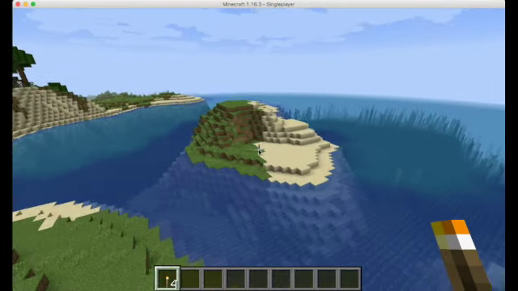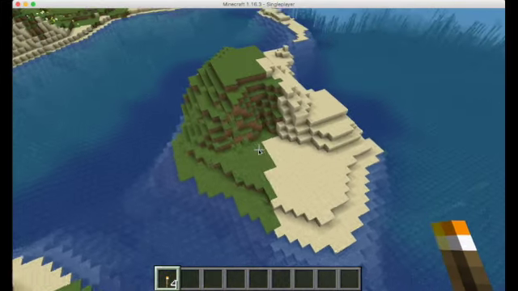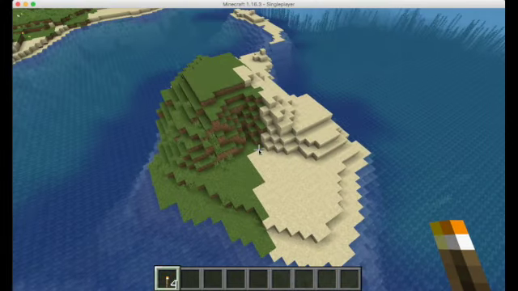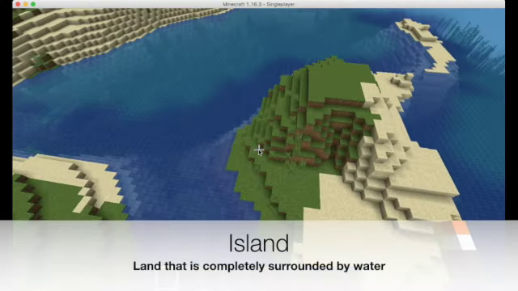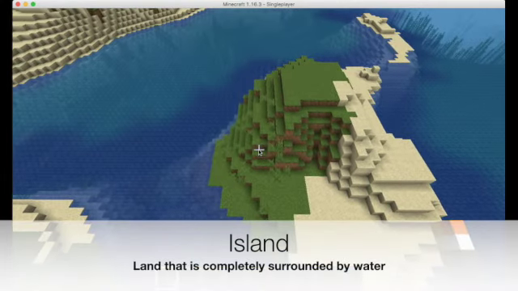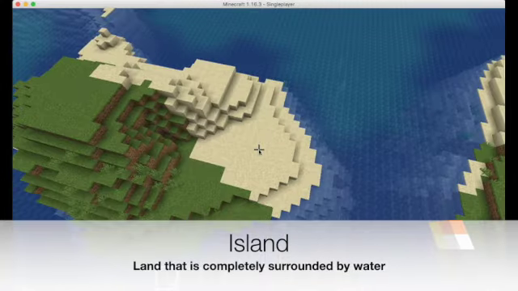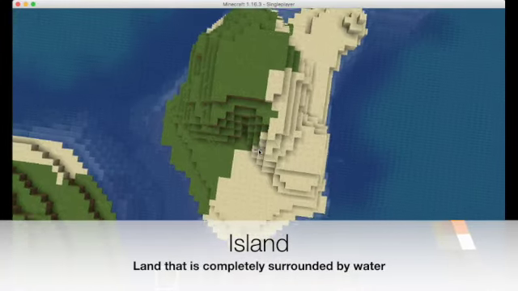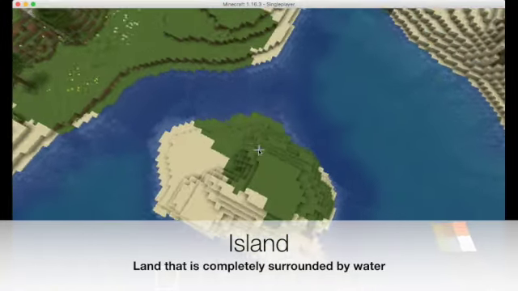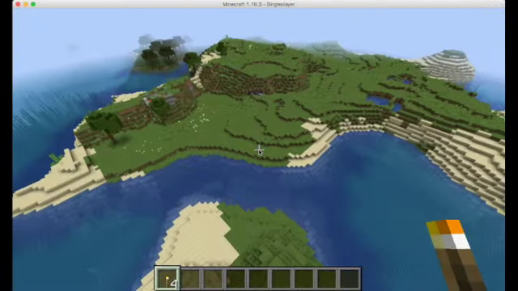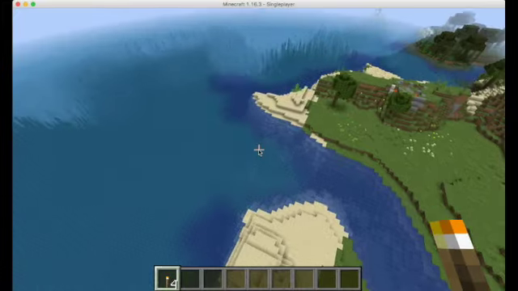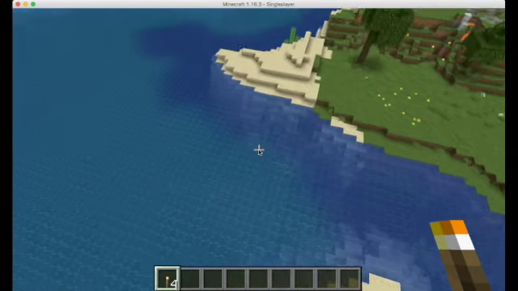So here is my first landform that I see. And which one do you think it is? Okay, so it is an island. You can tell because an island is land completely surrounded by water. So if you look at this bird's eye view, it is completely surrounded by water, so therefore it is an island. And you can even see over here, we have our second one.